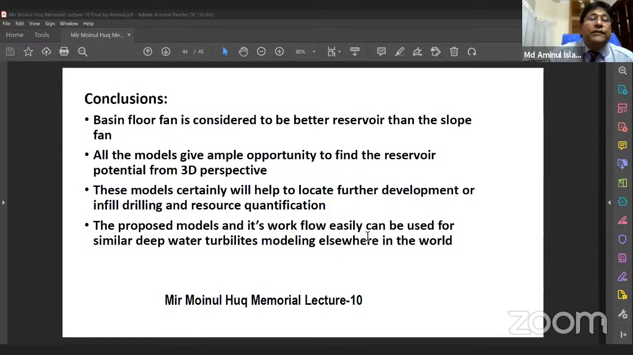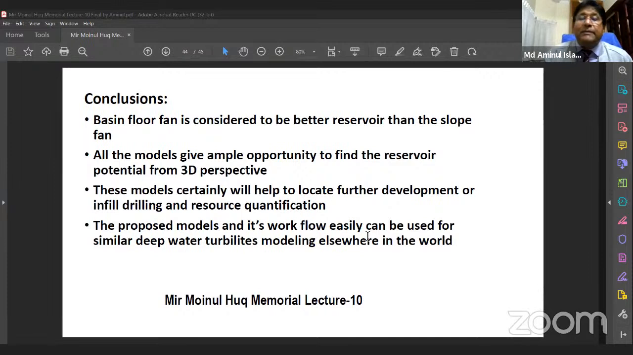So the conclusion is, basin floor fan is considered to be a better reservoir than the slope fan, and all the models give ample opportunity to find the reservoir potential from a 3D perspective. This model will certainly help to locate further development or infill drilling and resource quantification. The proposed model and its workflow can easily be used for similar deep water turbidite modeling elsewhere in the world. It can even be used for the Bengal Basin also.